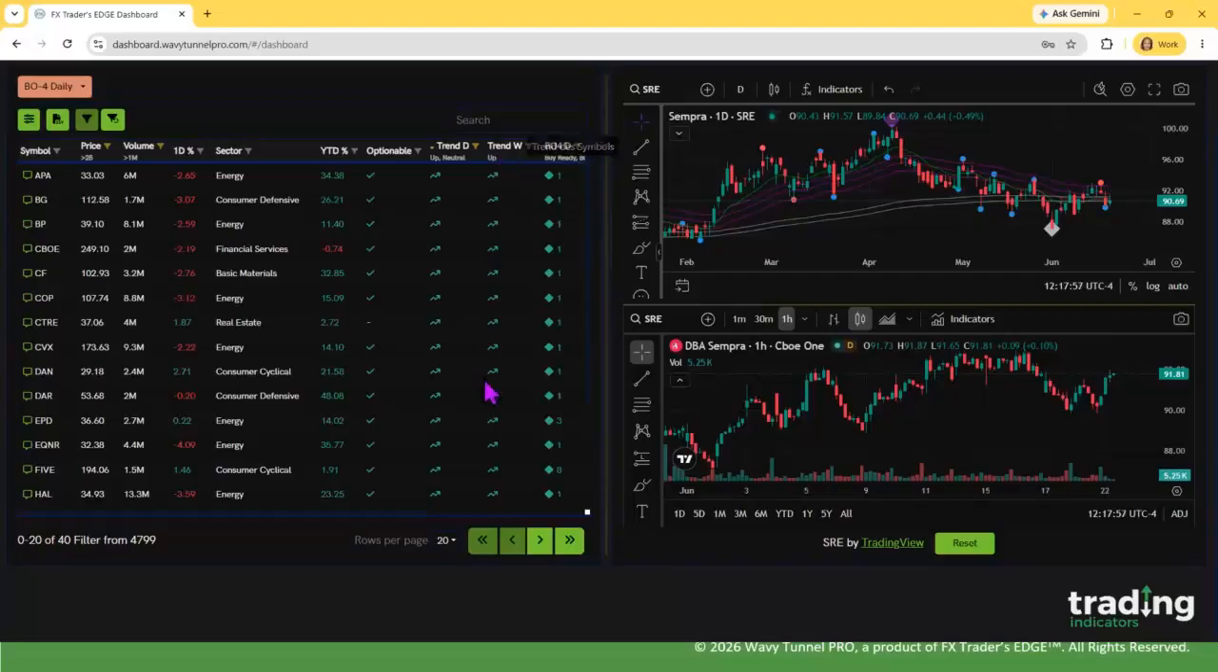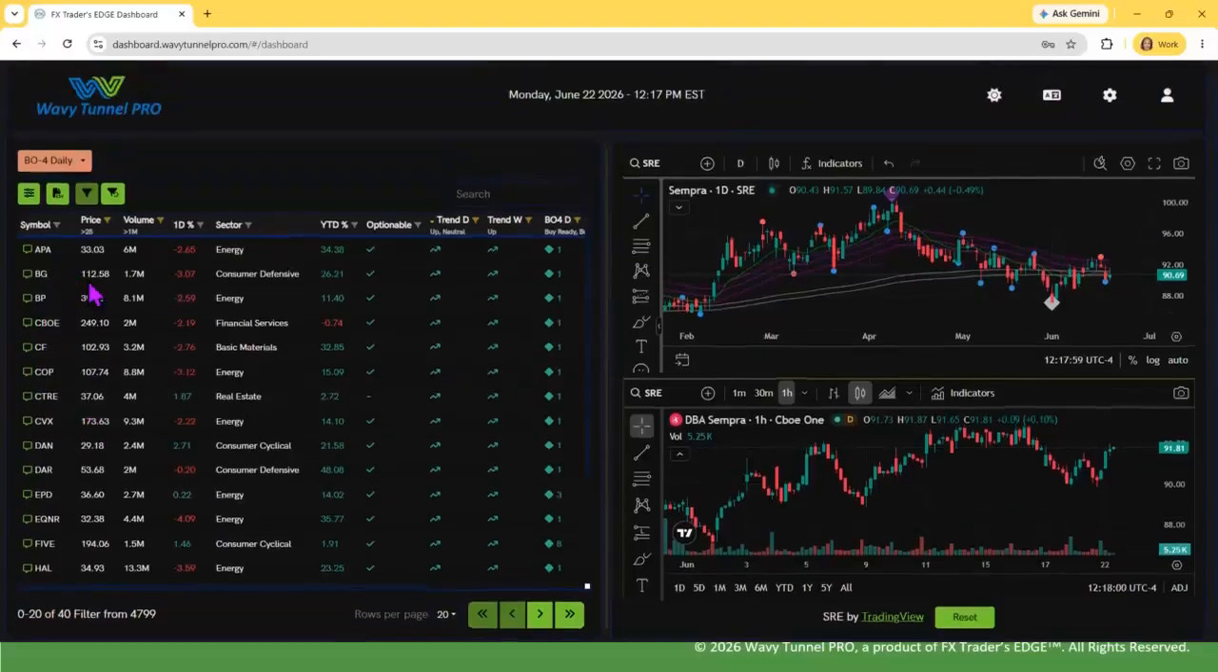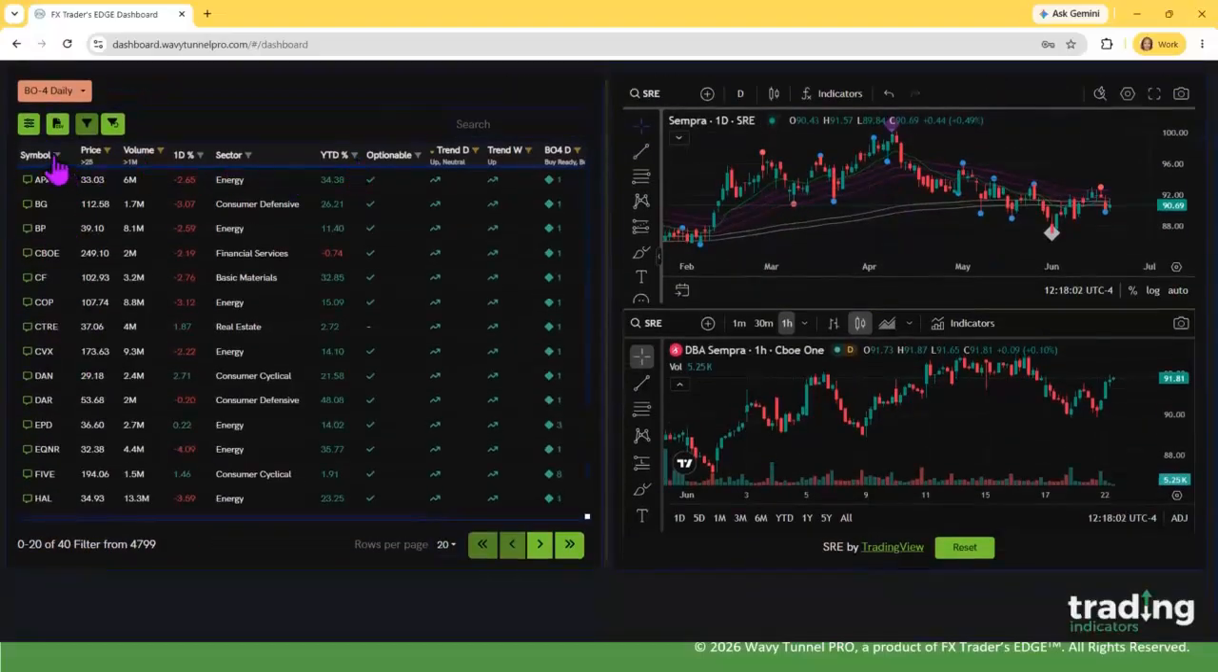So we have quite a number of stocks to look at. Let me just see, I also like to look at the percent daily change and the year-to-date percent and the sector, and the optional column is here. So we're just going to be looking at the Breakout 4 daily. Now, if I move to the charts on the right, I have the daily chart on top. On the bottom, I usually keep the weekly chart, but I'm not going to do that today because I know that the weekly trend is going to be up, that the wave is above the tunnel.